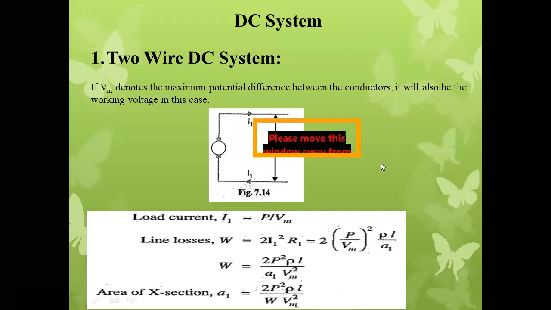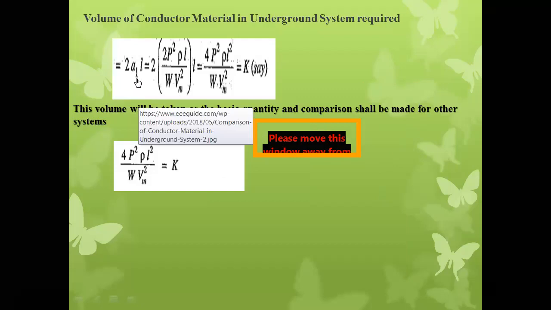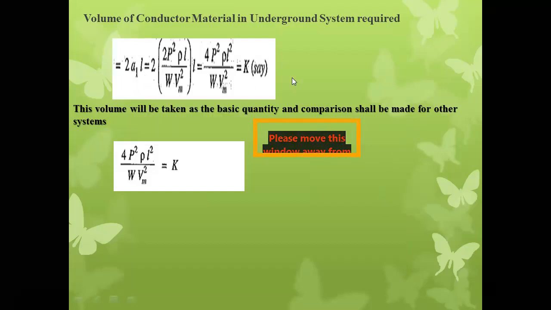Next, the volume of conductor material required in the underground system is equal to 2 into A1 into L, where L is the length of the transmission system, similar to the overhead system. The volume of conductor required in case of the 2-wire DC system is 4P square rho L square divided by W into Vm square. Let us call it K, same as that of the overhead system.